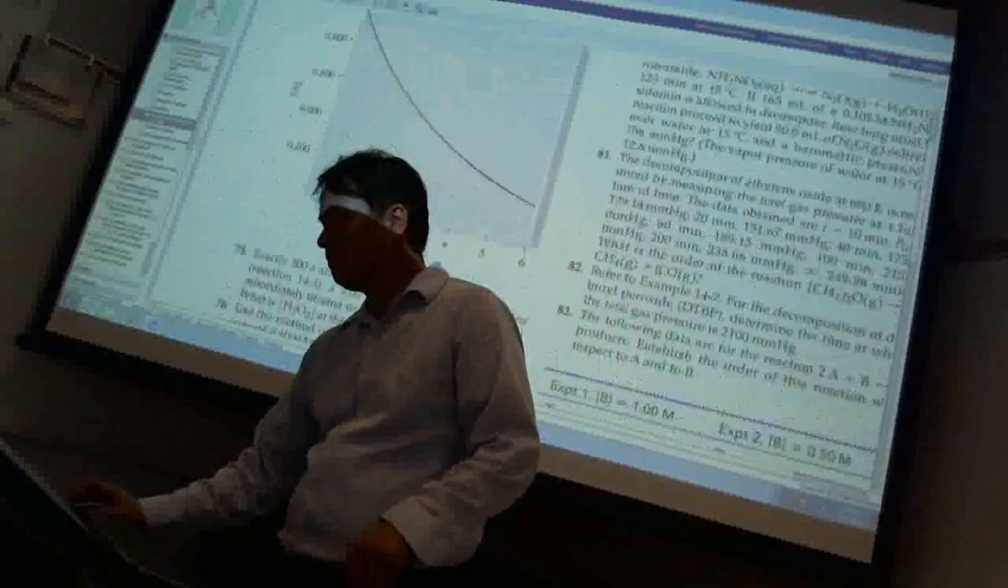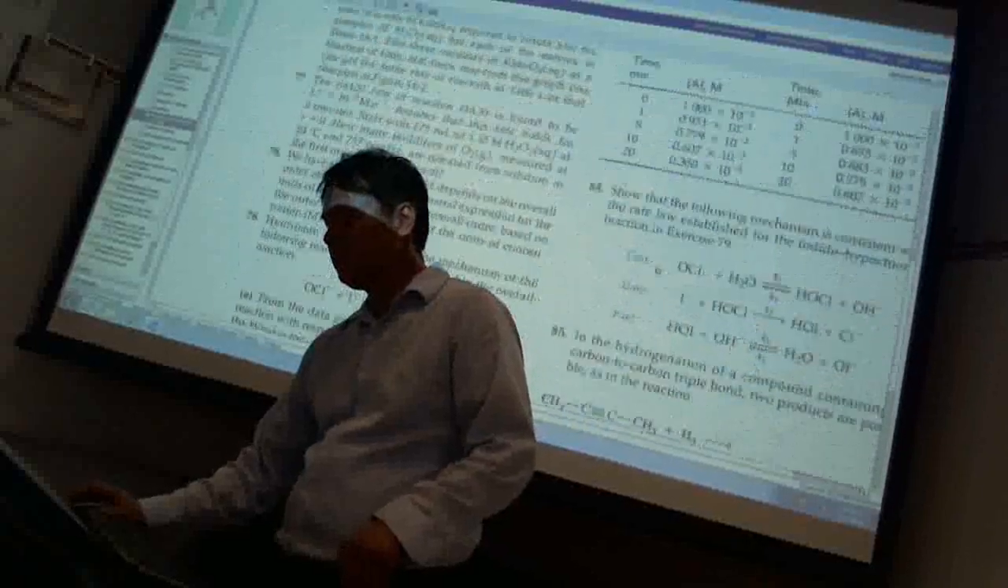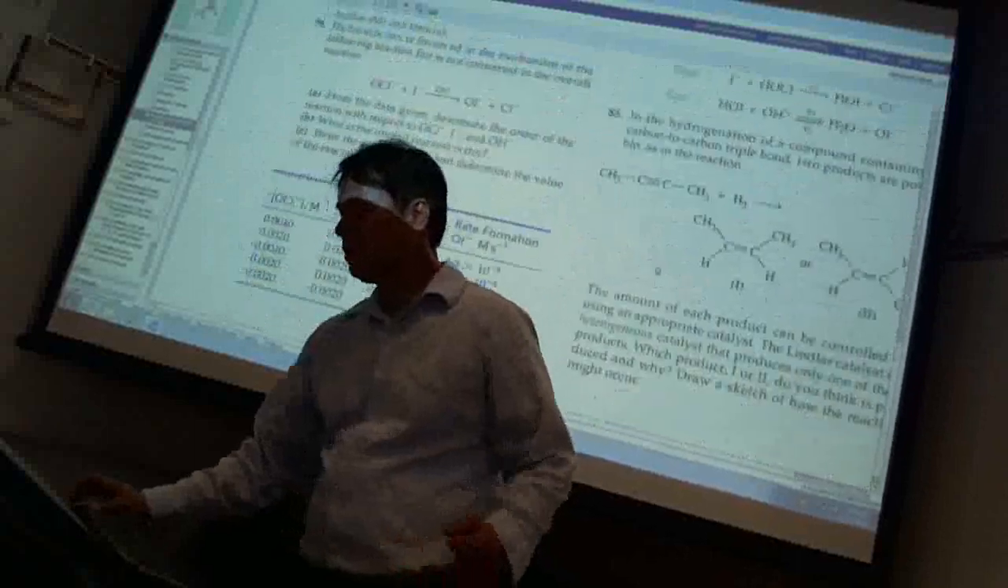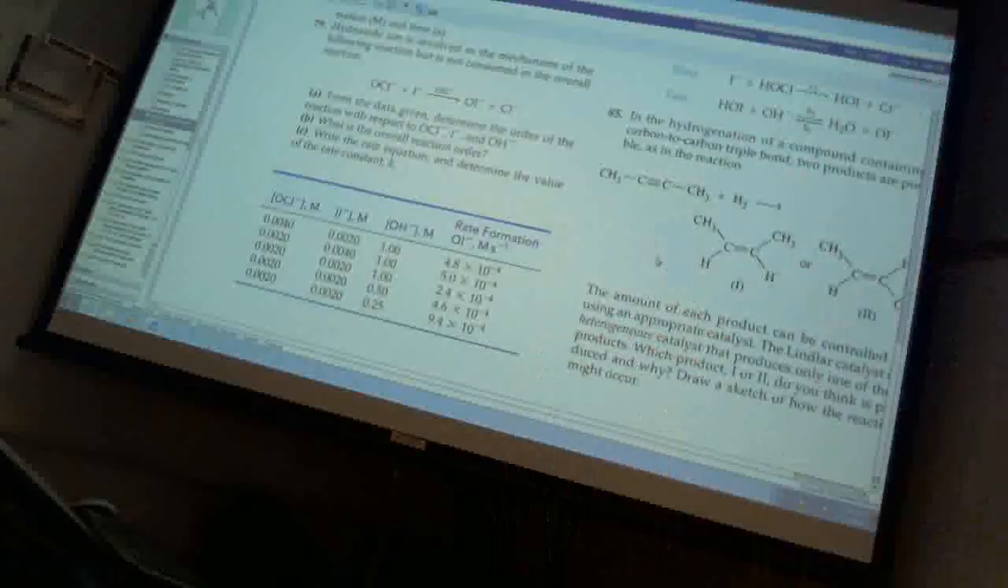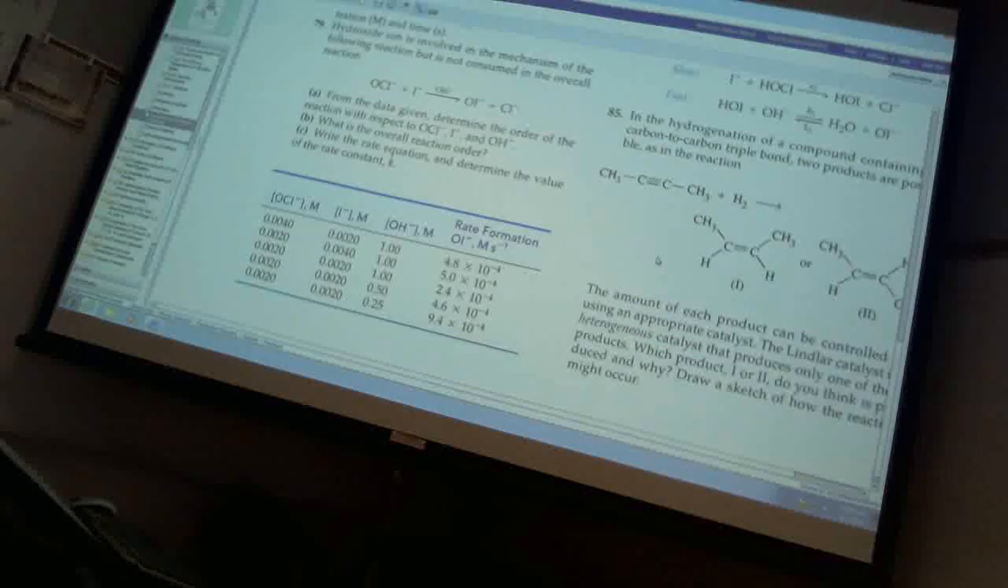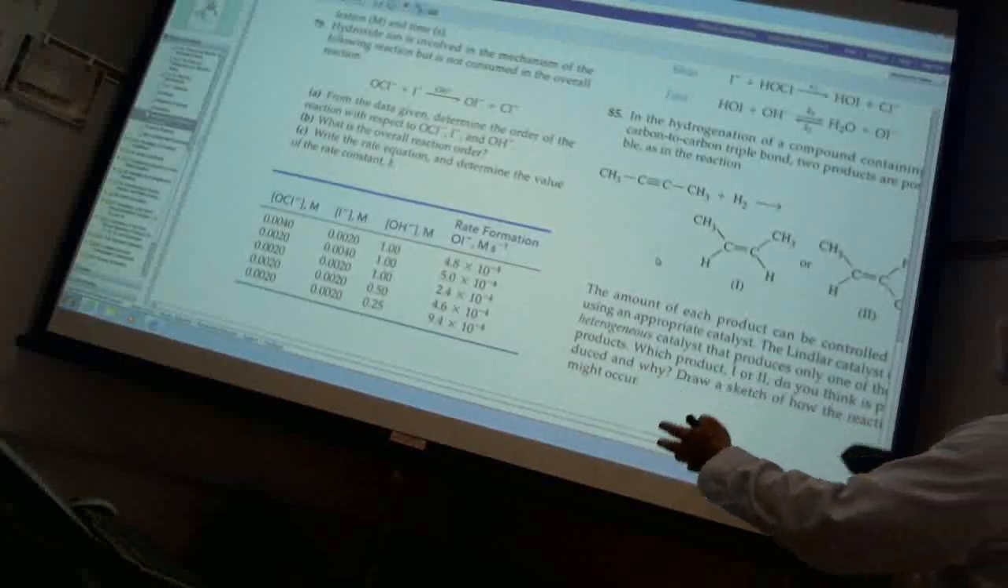Okay, there's one more homework I just wanted to briefly look at. Look in the book for this one. And that is the decomposition of ozone, which is, what problem was that? Sometimes you have to propose mechanisms. These are all the mechanisms that people propose.